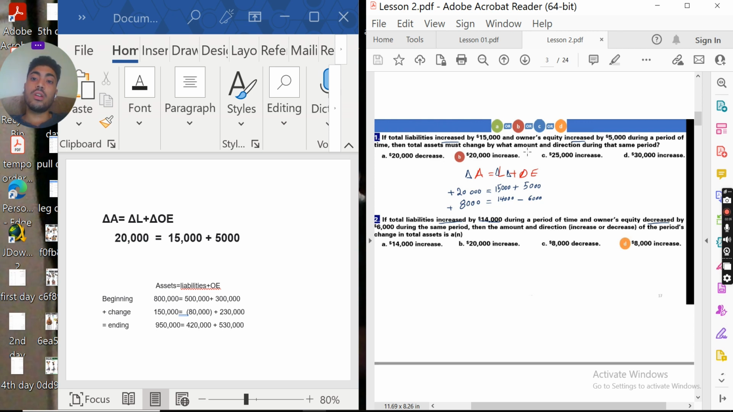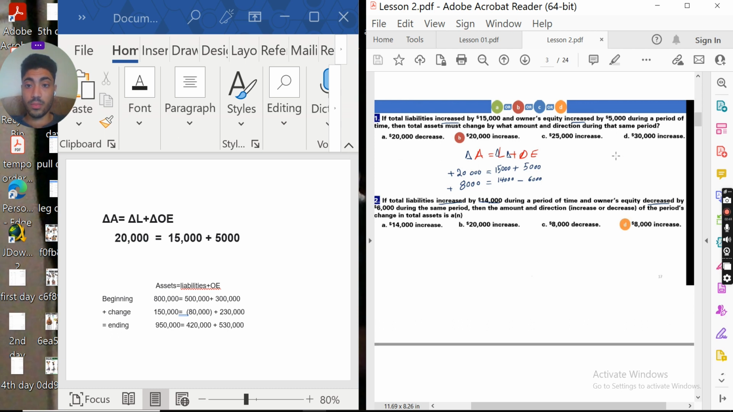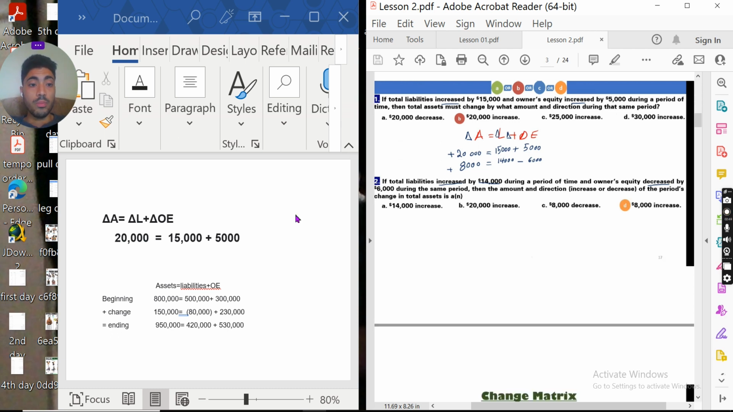Okay, because he requested what amount and direction, is it positive or negative during that same period. Then we have to focus on this. Okay, that's called the delta, the change. Number 2, let's try to solve it.